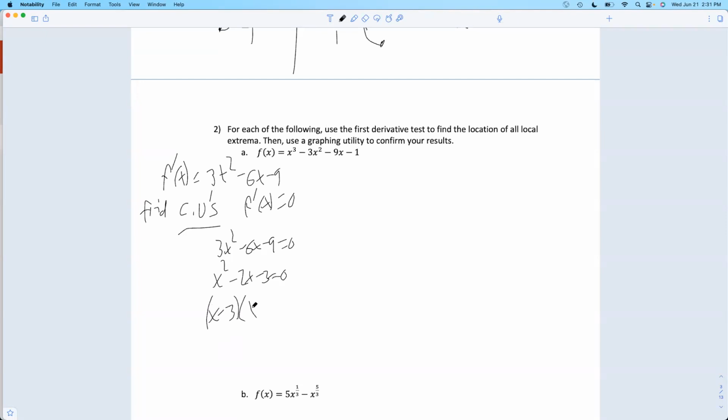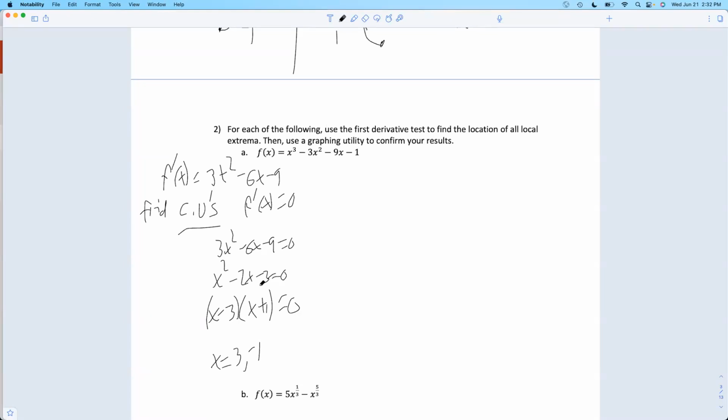That's x minus 3, x plus 1. We get 2 solutions, 3 and negative 1. Make sure I got that right. Yep, that looks good. Okay, now there are a couple of different ways to do the first derivative test.